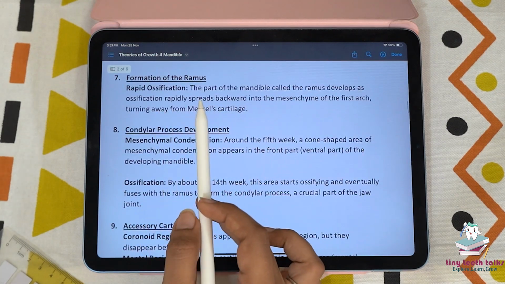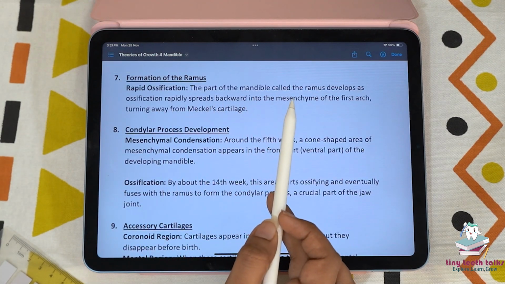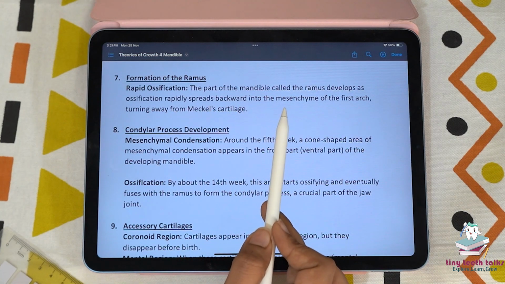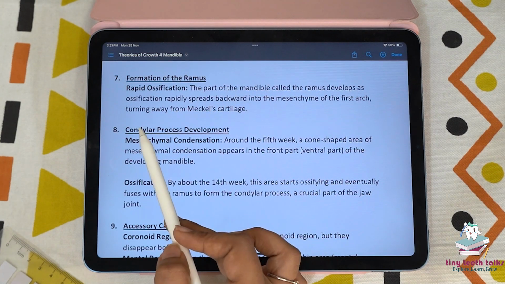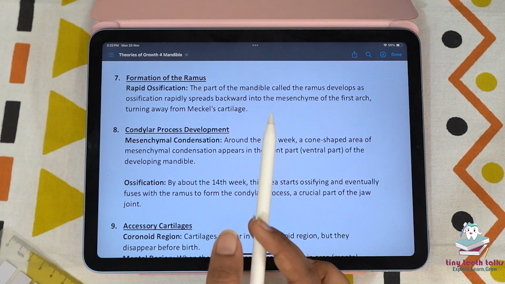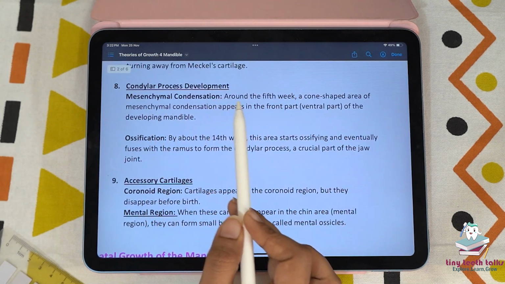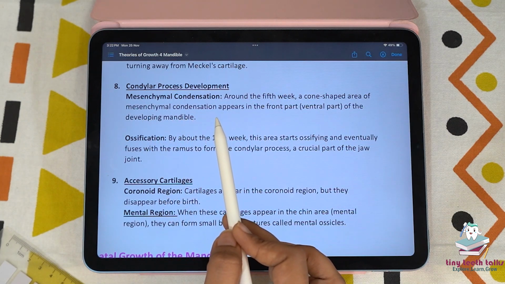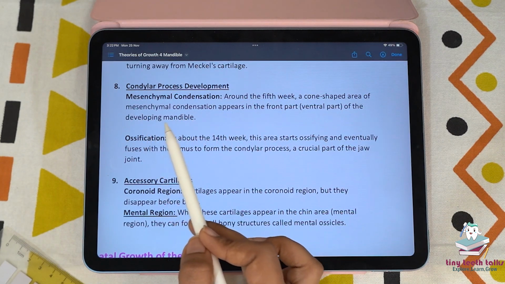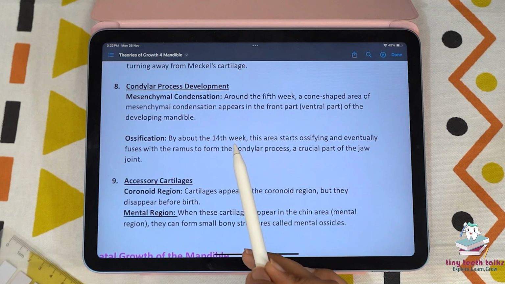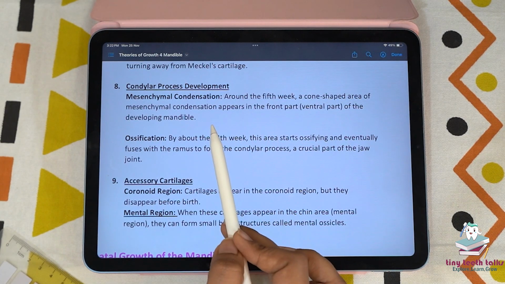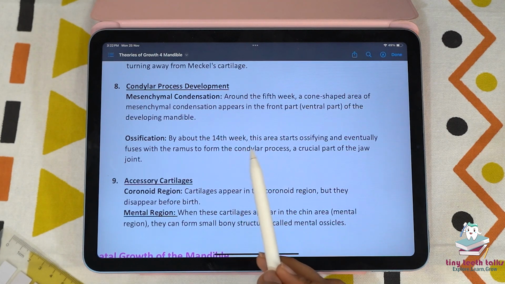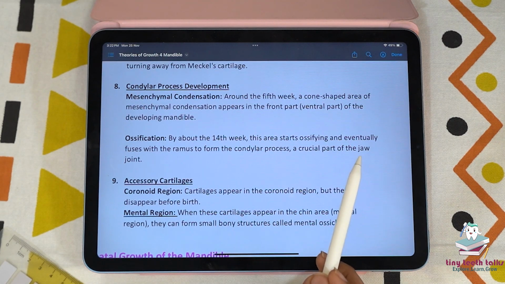Then there is the formation of the ramus. The part of the mandible called the ramus develops as the ossification rapidly spreads backward into the mesenchyme of the first arch, turning away from Meckel's cartilage. Then there is condylar process development. Around the 5th week, a cone-shaped area of mesenchymal condensation appears in the back part of the developing mandible, and by about the 14th week, these areas start ossifying and eventually fuse with the ramus to form the condylar process, a crucial part of the joint.